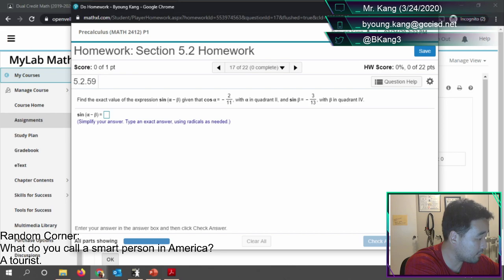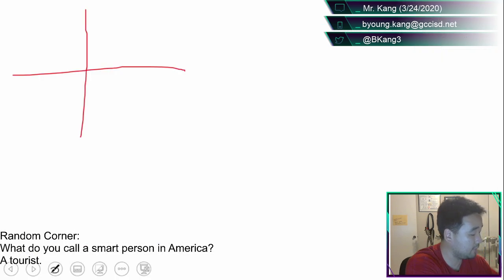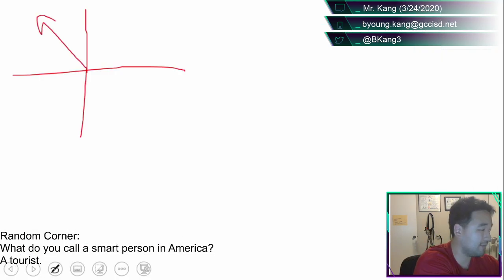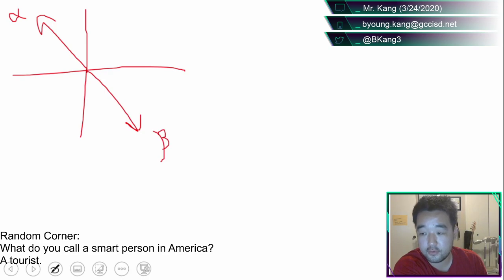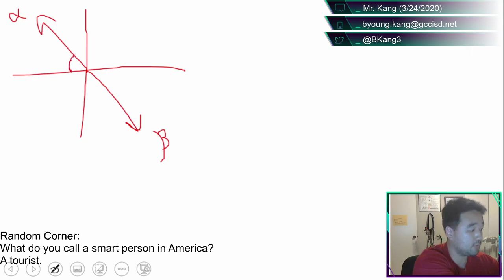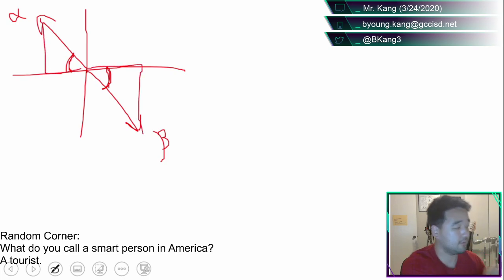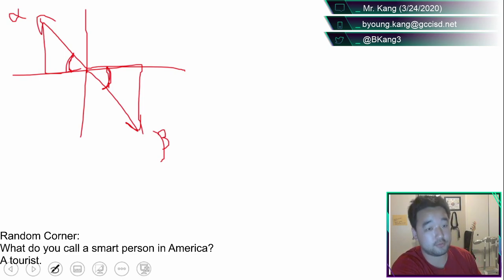Okay, so my numbers changed, but we still got quadrants 2 and 4. So alpha is in quadrant 2, beta is in quadrant 4. Just draw some angles, it doesn't have to be to scale. So you've got alpha and beta. Now when we talk about the reference angle, or the x and y coordinates, you always want to draw your angle back to the x-axis, not the y-axis. So with the little triangle that we create based on that reference angle, you now use cosine or sine or whatever they gave you to label things appropriately.